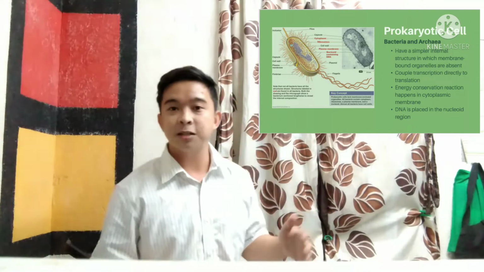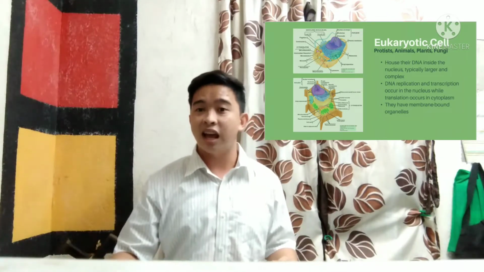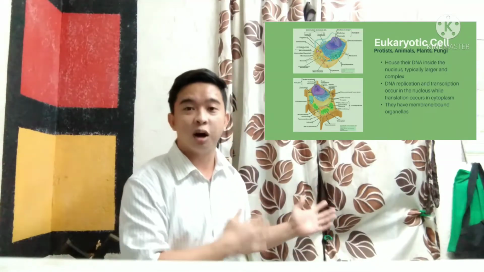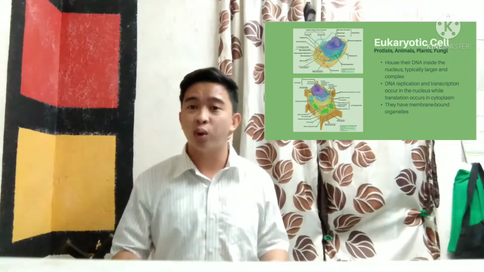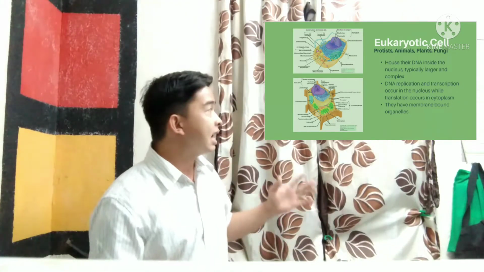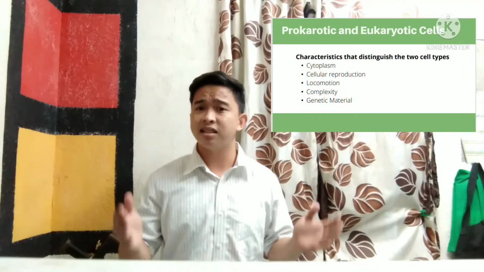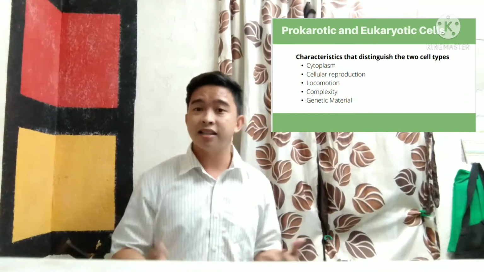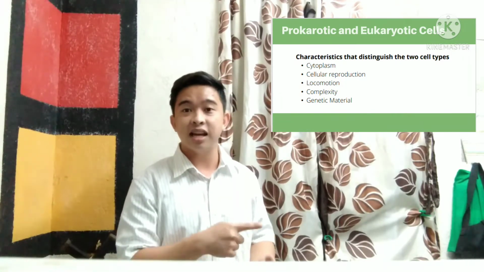Furthermore, DNA is placed in the nucleoid region, while eukaryotic cells, which are in the protists, animals, plants, and fungi, house their DNA inside the nucleus, which is typically larger and more complex. Here, DNA replication and transcription occur in the nucleus while translation occurs in the cytoplasm. Lastly, eukaryotes have membrane-bound organelles. The characteristics that distinguish the two cell types are the cytoplasm, cellular reproduction, locomotion, complexity, and genetic material.